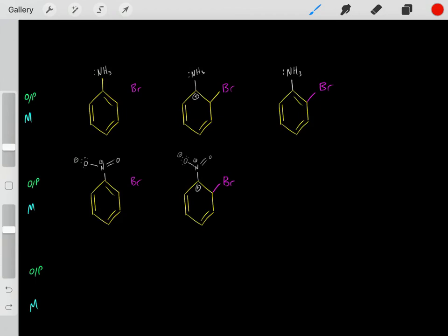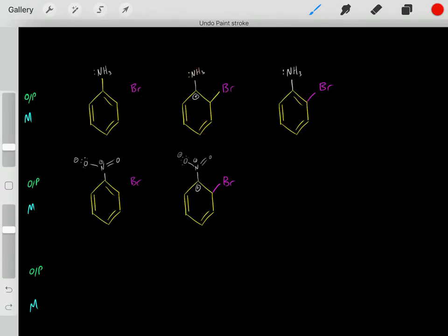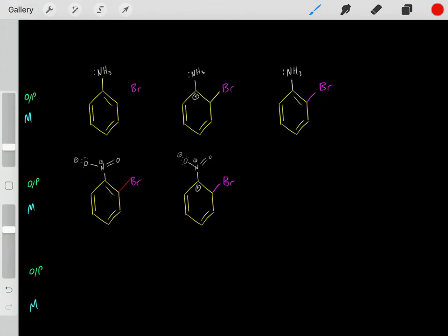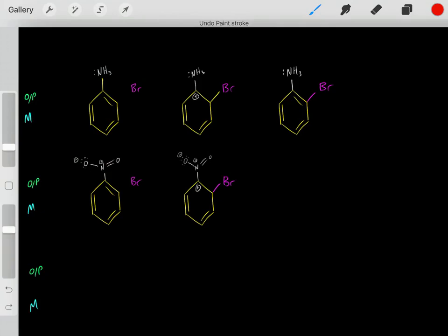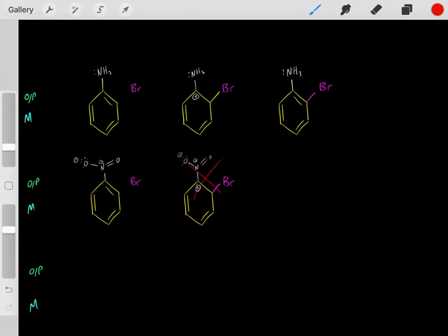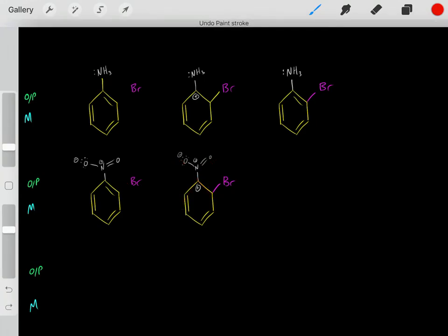If I add it on the ortho position, and that makes it stable, then we know it's in the ortho paradirecting group. However, in this example, again, the first thing I do is add it on the ortho position. If that doesn't make a stable transition state, if this intermediate is not stable, then you know adding it on the ortho position is not right.